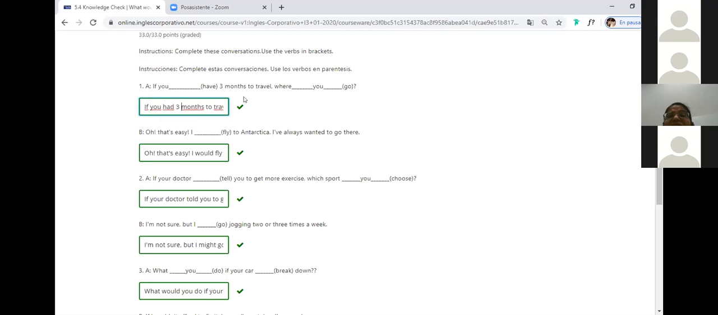If you have... después de la coma, espacio. To travel. Y el if tiene que ir en mayúscula, ¿verdad? Sí. If you have three months to travel, where would you go? Walter, ¿no se le olvide el signo? That's correct. Thank you. Recuerden ese signo también todo feo de admiración. Hay que ponerlo. ¿Por qué feo? Porque yo lo veo feo, teacher, está cabeza abajo.